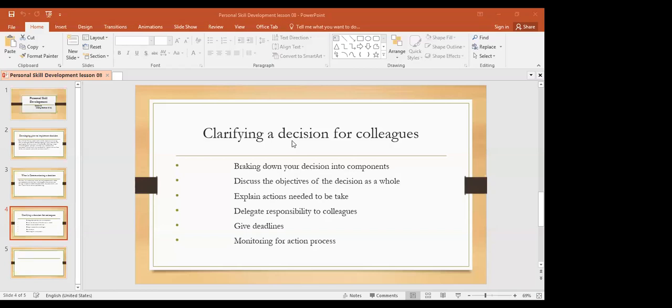And next, delegate the responsibility to the colleagues, right? What is delegate? Yeah, divide and give. Very good. Dividing and giving responsibilities, right? You are giving each responsibility to the colleagues. Okay, you do this thing, you do another one like that. You are giving parts by parts to everyone, right? That's called delegate, right? Then give deadlines. Okay, giving a deadline is also very important in decision making, right?